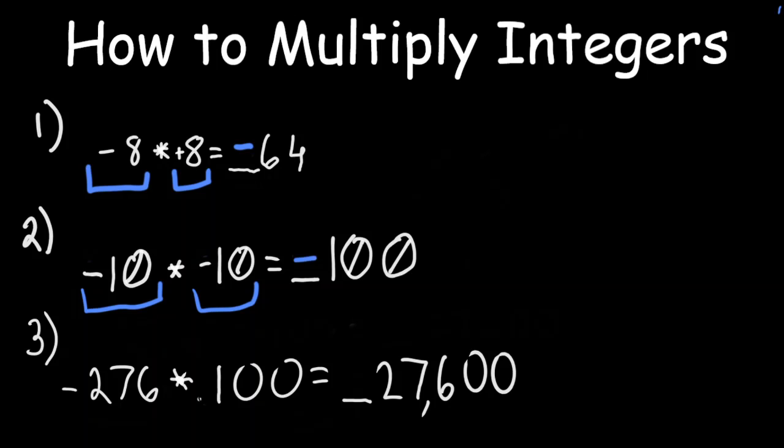And finally, we have 276 multiplied by 100. Since they both have different signs, then the product must equal to a negative number.